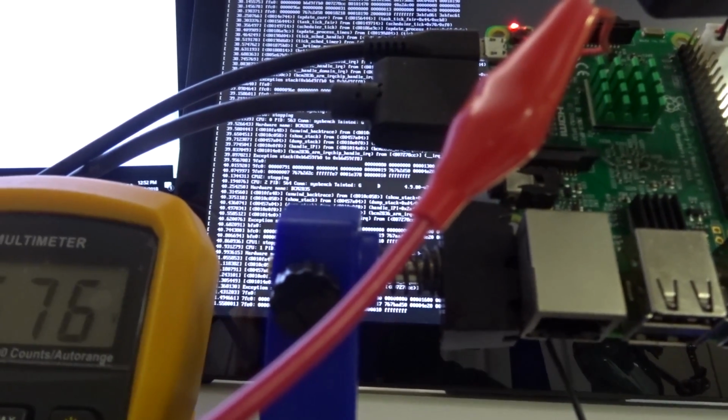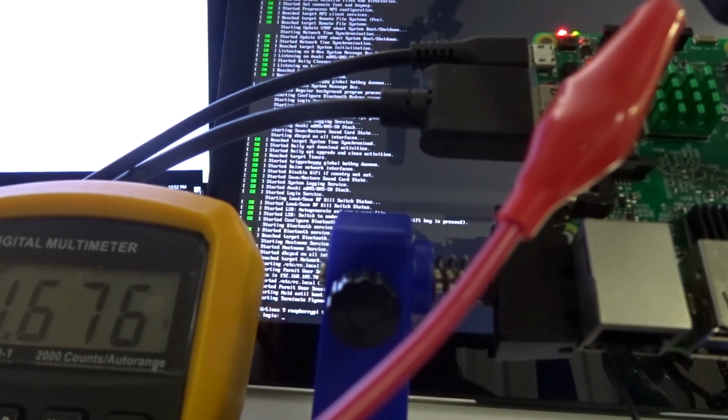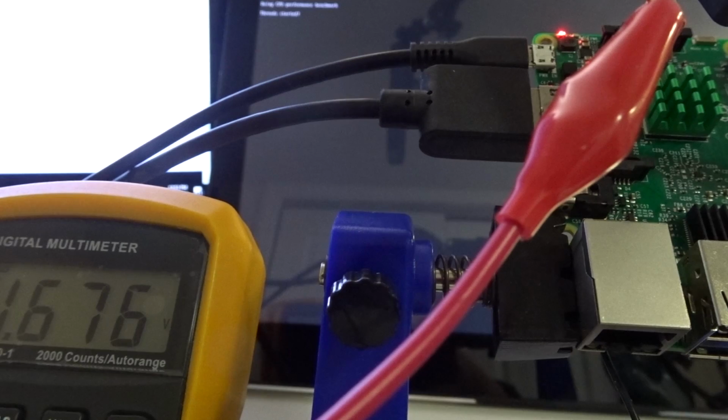All right, let's try this again. All right, round three, let's see. I'm applying 1.675 and you see it's dropping, so it must be draining, like it's using it right now. Yes! Success! It did it. It definitely worked and it was running at 1.4 gigahertz and I applied voltage.